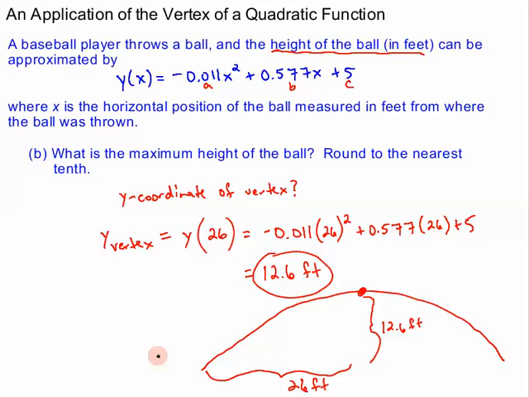The other thing is that the vertex is always going to be a maximum or minimum, so the vertex can always help you in a word problem with a quadratic function because it can help you to find the maximum or minimum values.